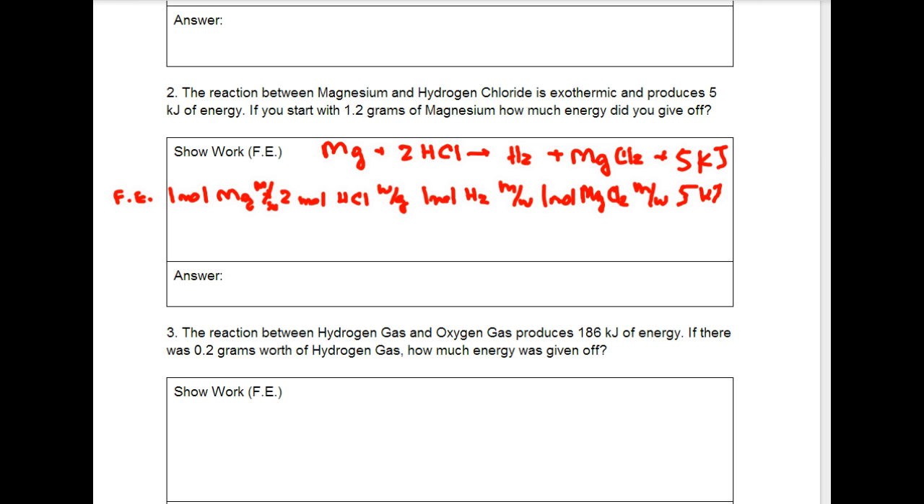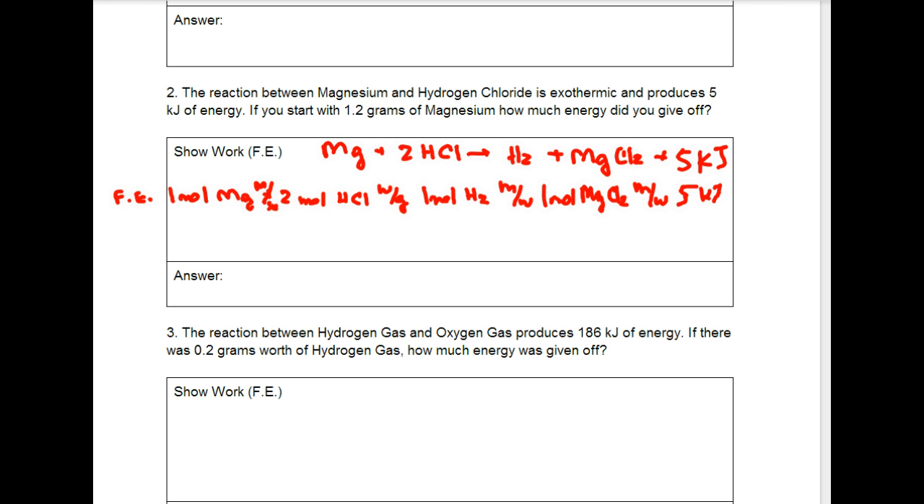For question 2, we have a reaction written out, Mg plus 2HCl yielding hydrogen gas and MgCl2 and 5 kilojoules. We have the "for every" statement written out as well. And in this case, we're worried about if we start with 1.2 grams worth of magnesium.